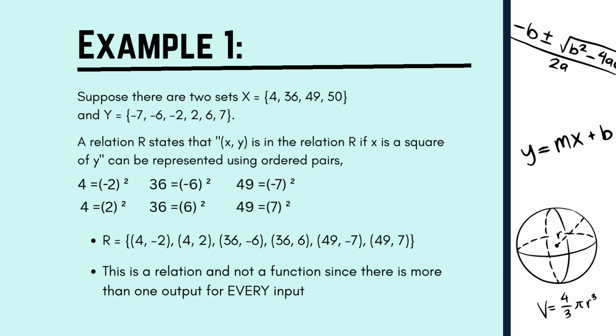If we look at set x, there is the value 50, but the value 50 does not fully follow the relation R, so 50 is not related in relation R.